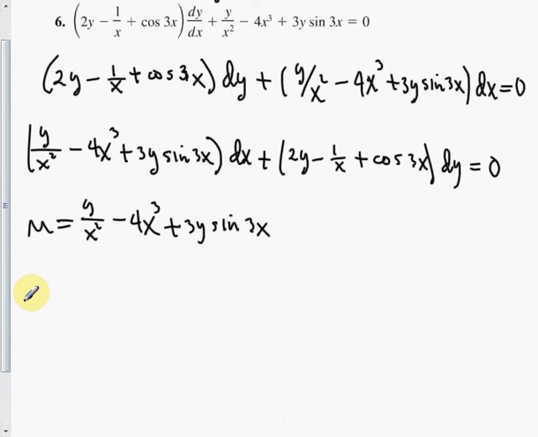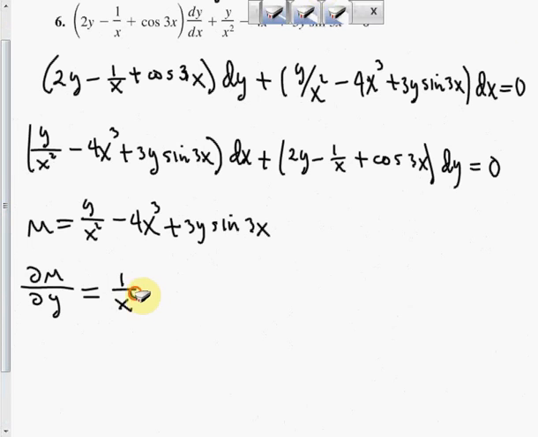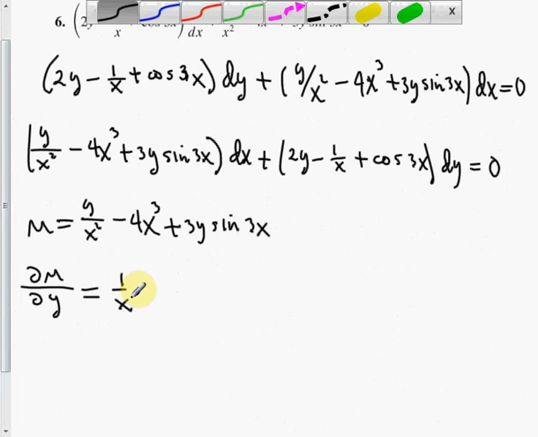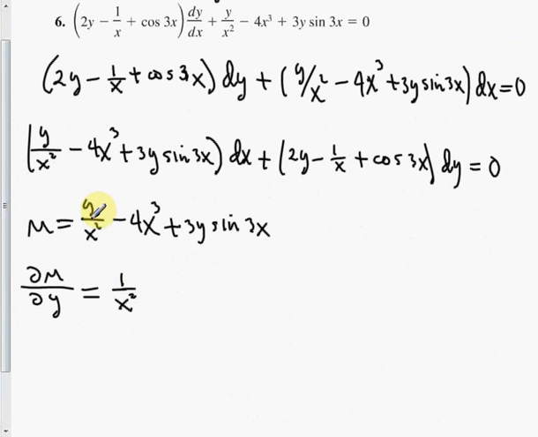Well, since that's pretty long, let's just take its derivative, the partial of m with respect to y. This is 1 over x squared. And then here the derivative of a constant is 0. Then this is plus the derivative of this y, which is just 1 times its coefficient, 3 times sine of 3x.